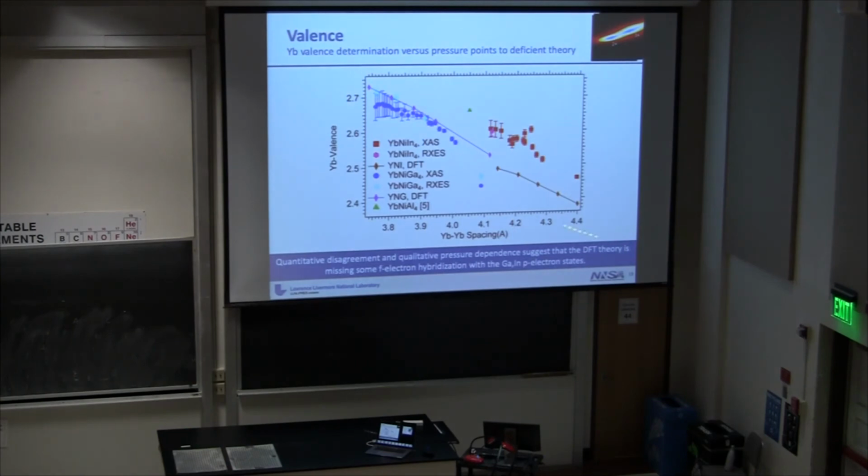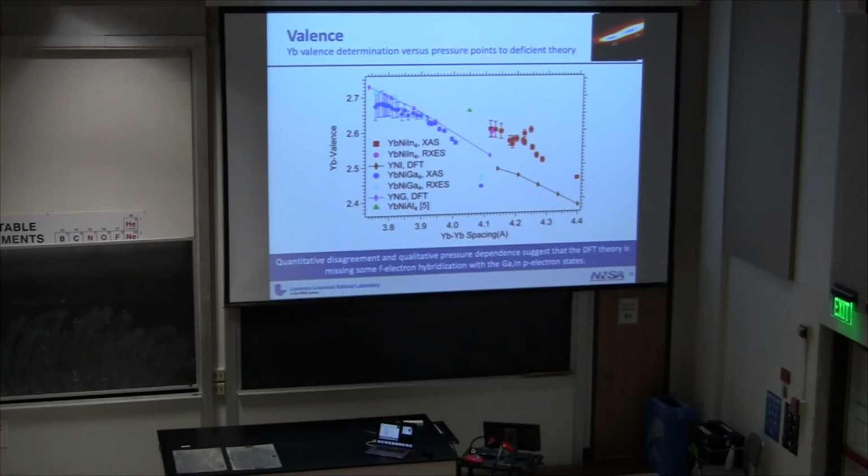This is the DFT prediction. It basically doesn't care if you have ytterbium nickel indium 4 or ytterbium nickel gallium 4. In the DFT calculation, all the indium and the gallium are doing is setting the spacing. They're just setting the unit cell, the lattice parameters. So they're chemical doping, that's all they're doing. But in the data we have structural data as well. I didn't show it in this, but we do have all the structure data, and we have the valence data.